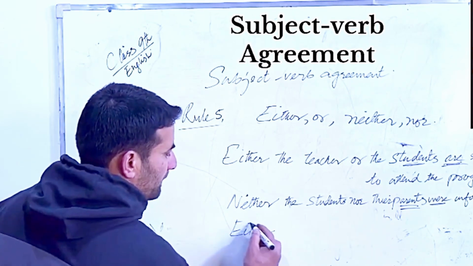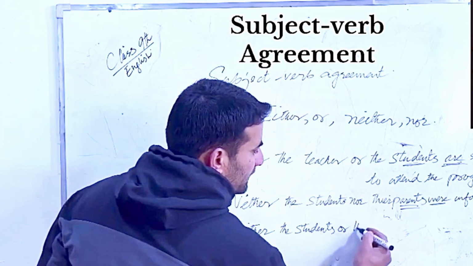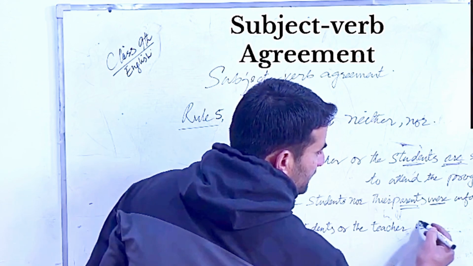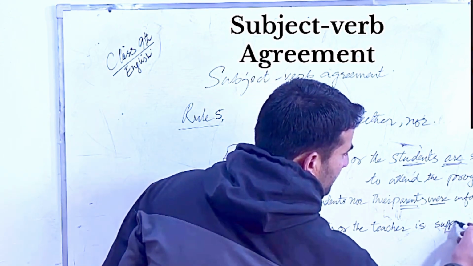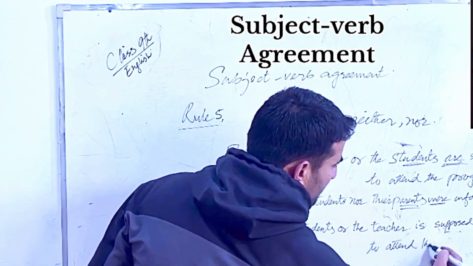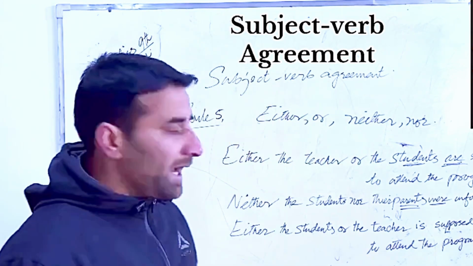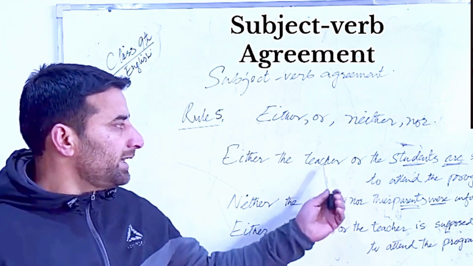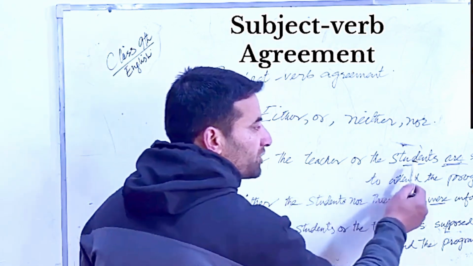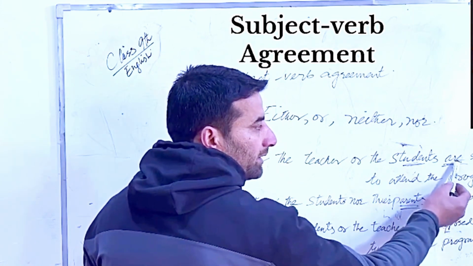Either the students or the teacher is supposed to attend the program. My dear students, I have again written this very sentence here, but there is a change of pronouns or nouns. Here I say either the teacher or the students are supposed to attend the program, because students is plural and I have used the plural verb here or the helping verb.